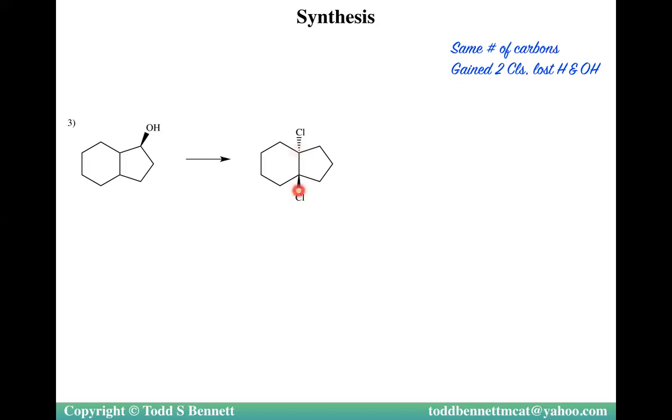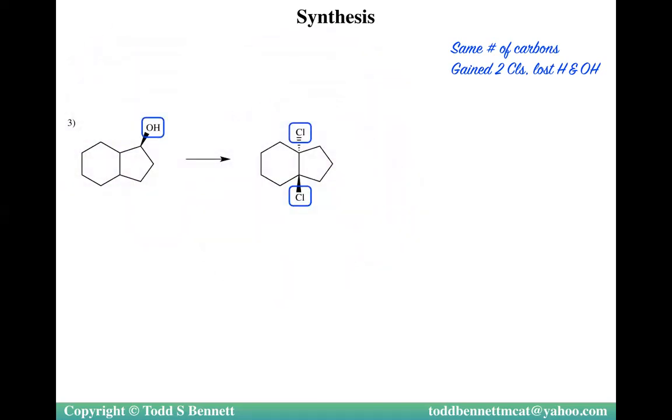We gained a pair of Cls. We lost an OH and an H. I'm not sure where the H must have come from, but looks like we had lost an H here, lost an H here, gained an H here. So we had a net loss of one H, but also the migration of an H. So that's going to become key.